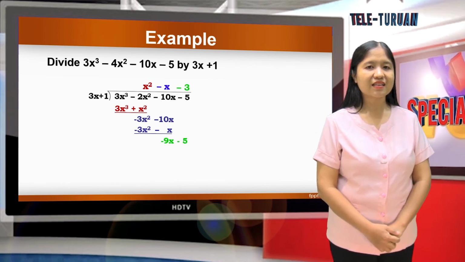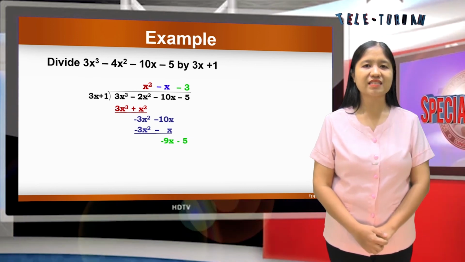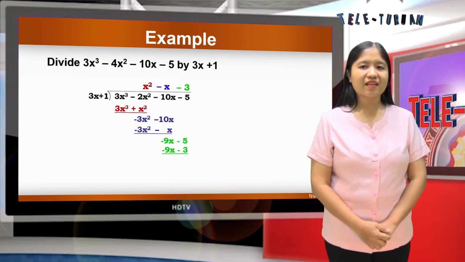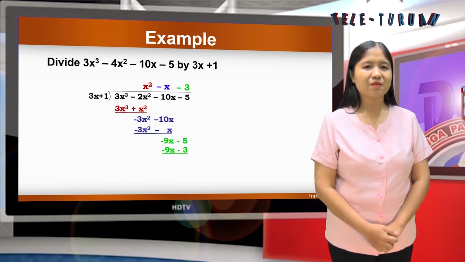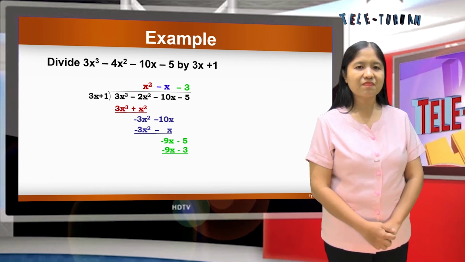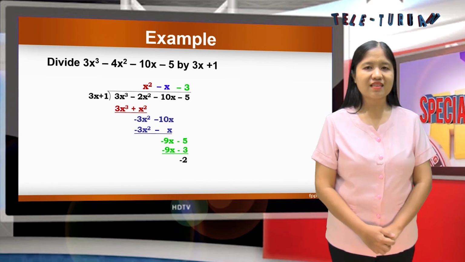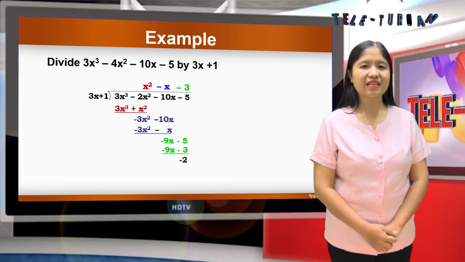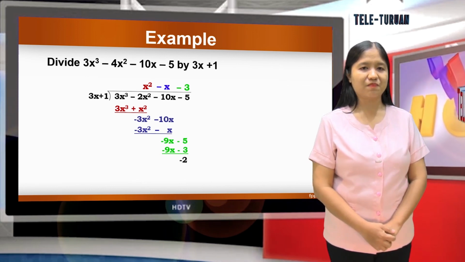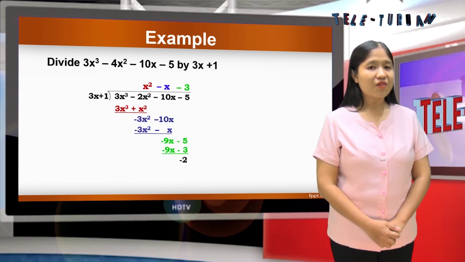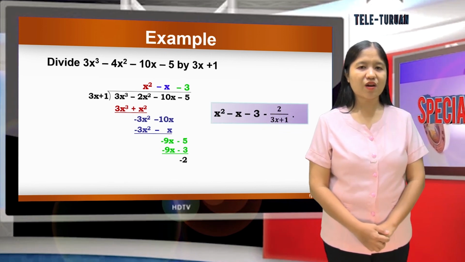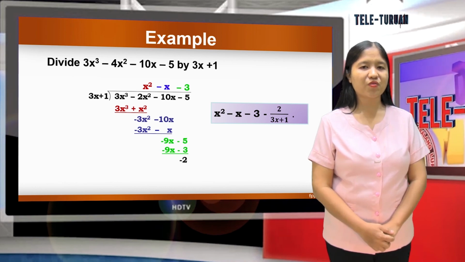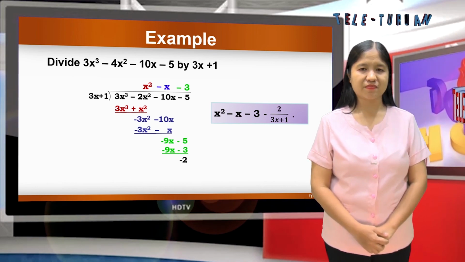Negative 3 times 3x plus 1 is negative 9x minus 3. Subtract negative 9x minus 3 from negative 9x minus 5. The answer is negative 2. Since negative 2 is less than the divisor, we have to stop. The final answer is x squared minus x minus 3 minus 2 all over 3x plus 1.